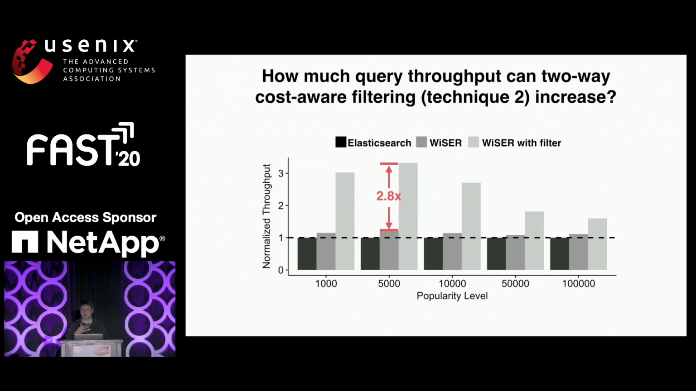Now let's see how much query throughput the filtering can increase. This plot again is the same as the previous one, except that the y-axis is the throughput. We can see it can improve the throughput by 2.8 times. Again, the improvement of the query throughput is highly correlated with the reduction of the read traffic.